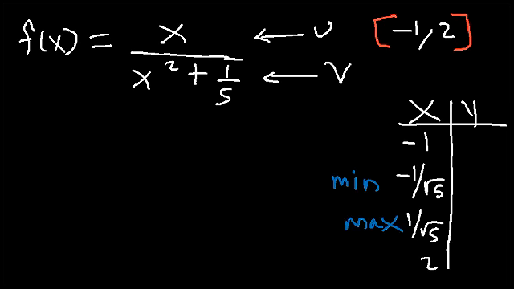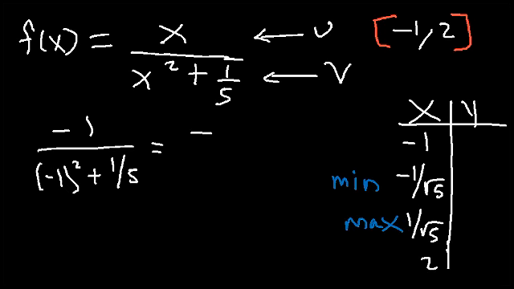So let's start with negative 1. If we plug it into the function, it's going to be negative 1 over negative 1 squared plus 1/5. So negative 1 squared is 1. 1 plus 1/5, that's 6/5. 1 is basically 5/5, and 5/5 plus 1/5 is 6/5. So negative 1 over 6/5 is basically negative 5/6. And let's get the decimal value for that. So negative 5 over 6 is about negative 0.83.